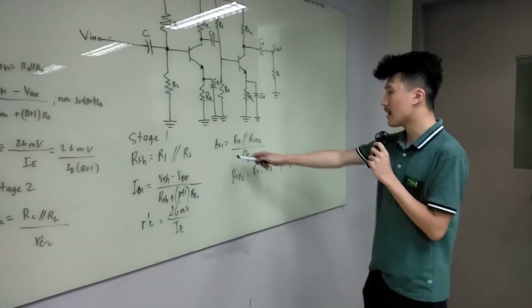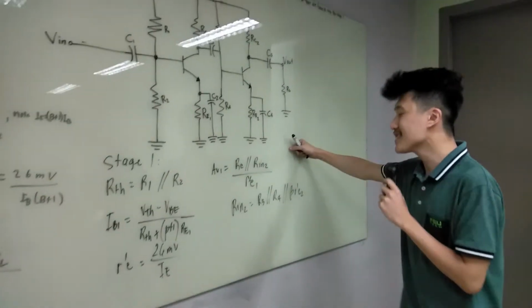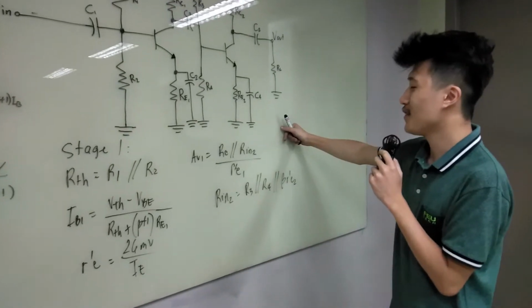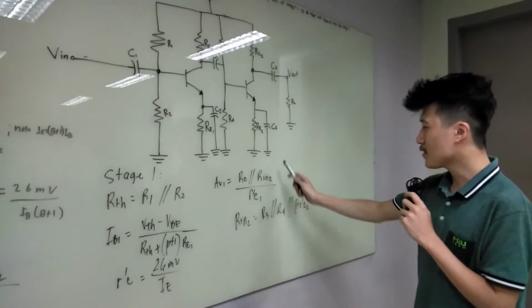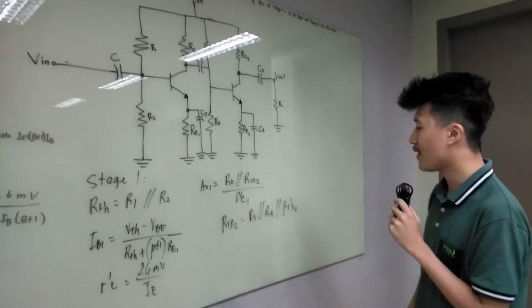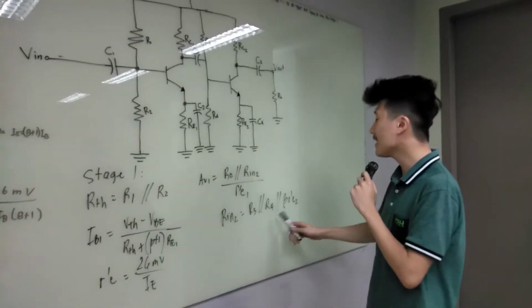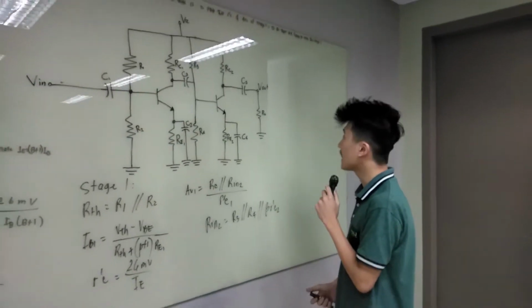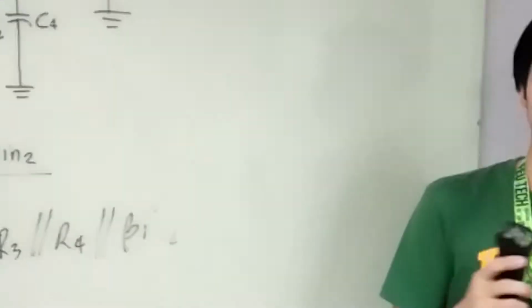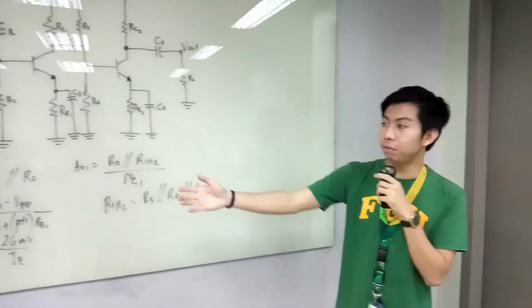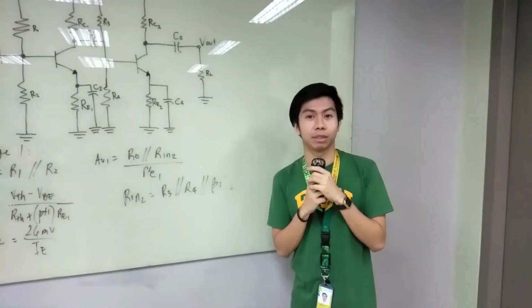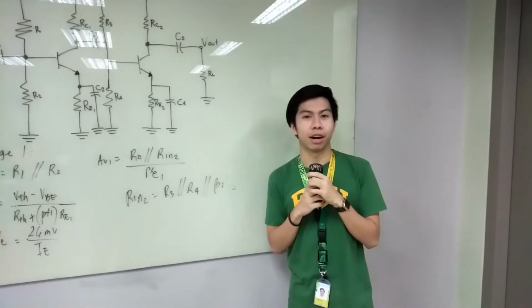Then we find the AV1, which is RC parallel to RE2 over R prime E1. Now, you're wondering what is RE2? RE2 is R3 parallel to R4 parallel to beta R prime E2. Now that we have solved all the DC analysis, including the AV1 and AV2, we're going to move on to the AC analysis of the multi-stage amplifier.